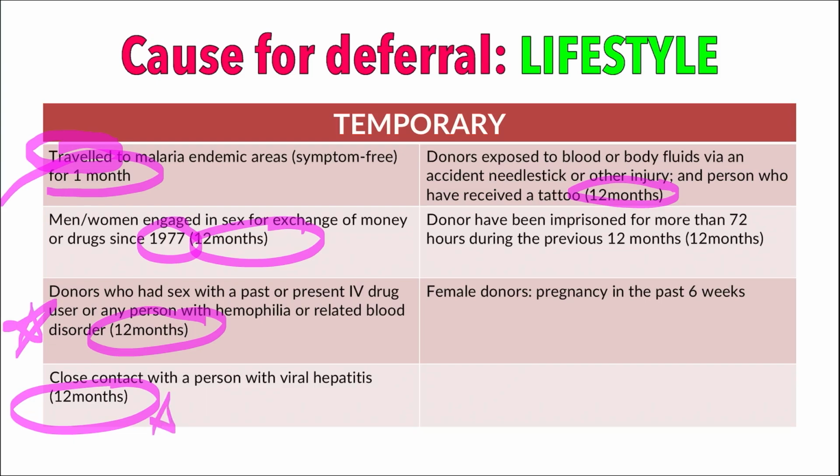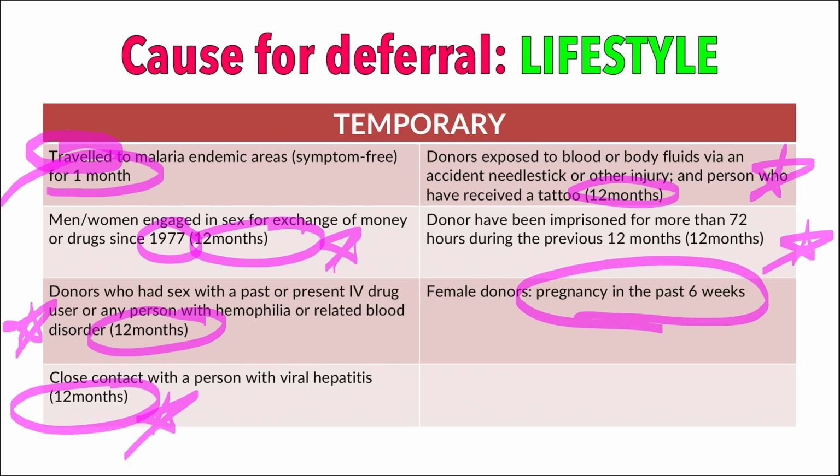So we have here 12 months, 12 months, 12 months. Also this one. Donors who have been imprisoned for more than 72 hours during the previous 12 months, so 12 months deferral. Female donors with pregnancy in the past 6 weeks, so that's again a temporary deferral.